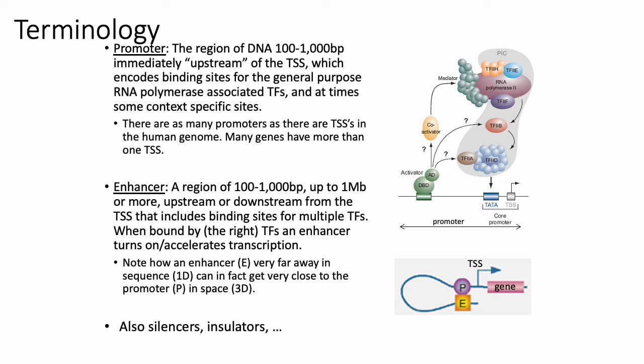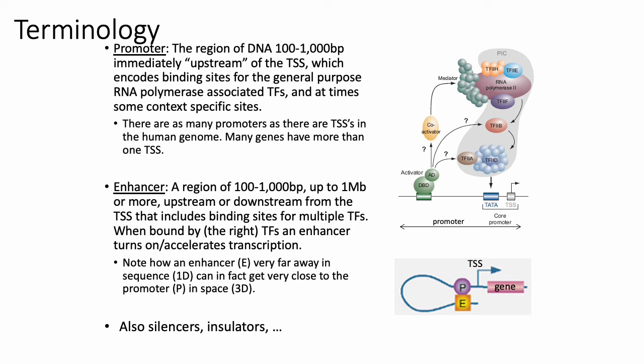Sometimes they contain sites that are more responsible for tissue-specific or cell type-specific binding sites for transcription factors, but mostly promoters are more or less general purpose and are involved generally in recruiting less cell type specific or context specific regulatory machinery that helps you start transcription. Generally speaking, there are at least as many promoters as there are transcription start sites in the human genome, but many genes have more than one TSS.